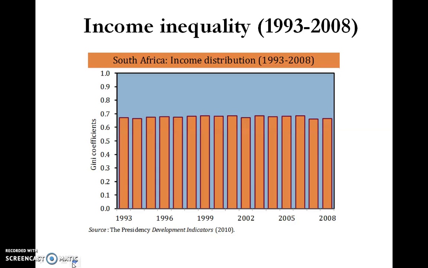Let's look at income inequality. This graph only looks at it from about 1993, which was just before the advent of democracy, to about 2008. And what do you see? An extremely high Gini coefficient, almost 0.7. It hasn't really changed over time at all, despite fluctuations in economic growth over the same period.